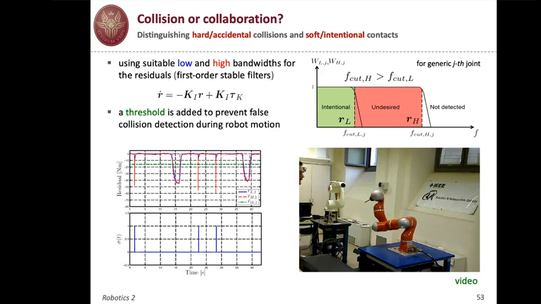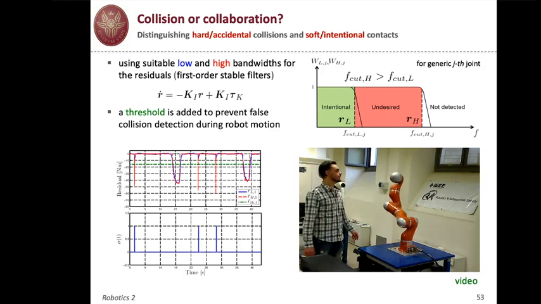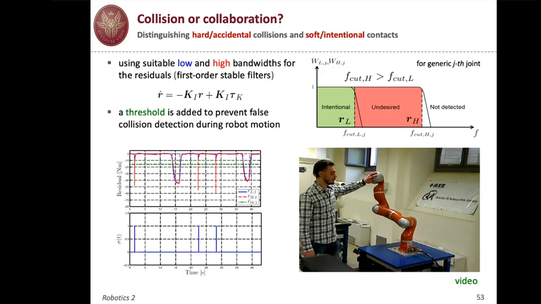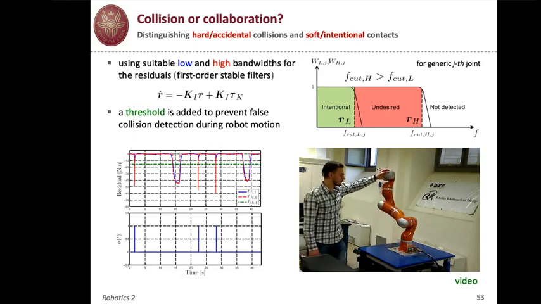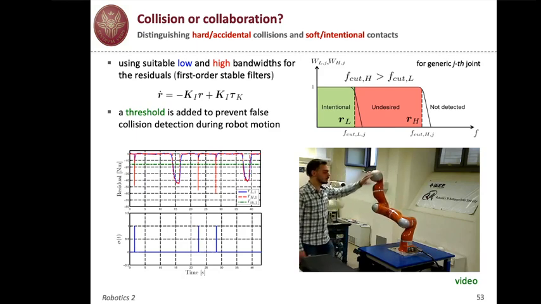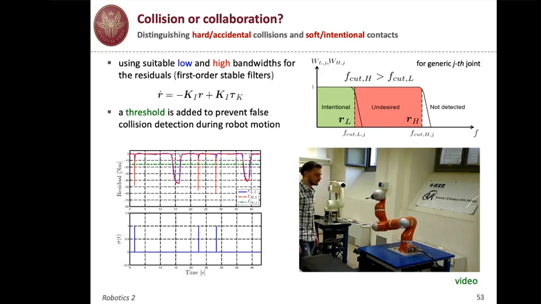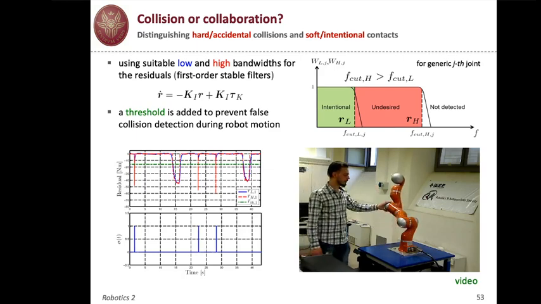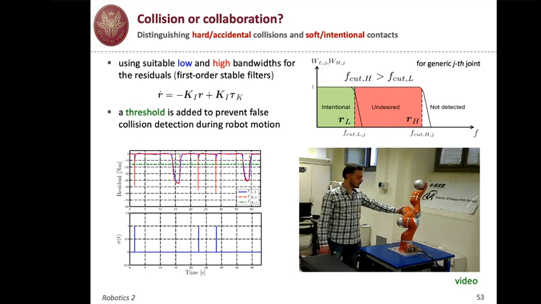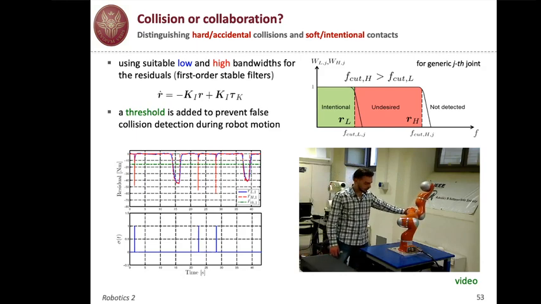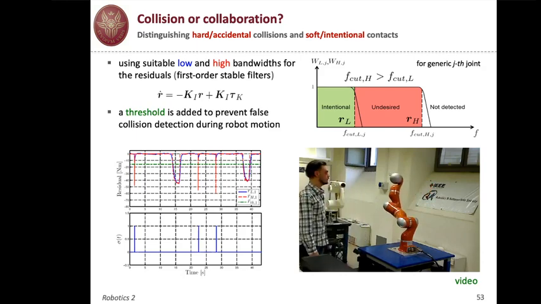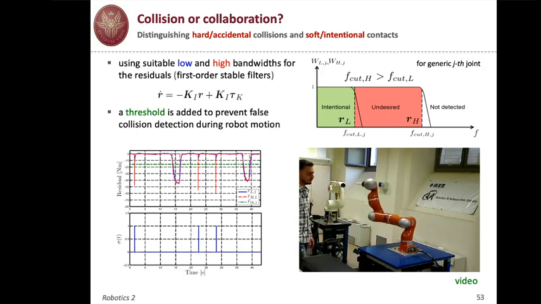On the other hand, when there's a soft contact, like this one, the robot understands that you want to collaborate. Now it goes into an admittance mode. So as long as you apply a force, even this was a soft contact, classified as intentional, and the robot reacts accordingly.